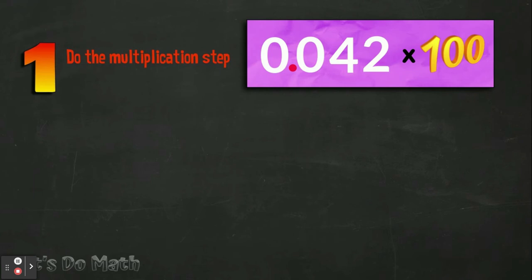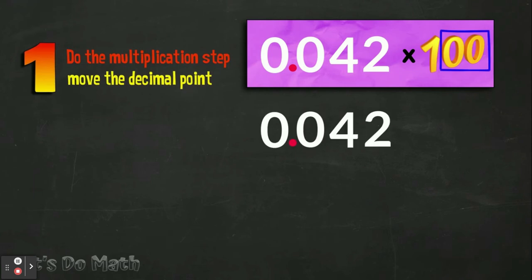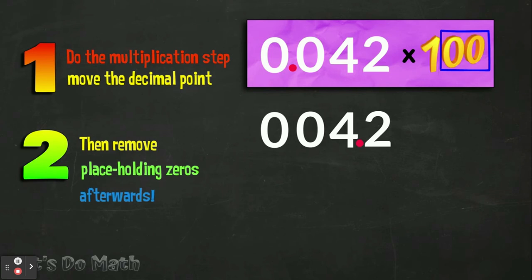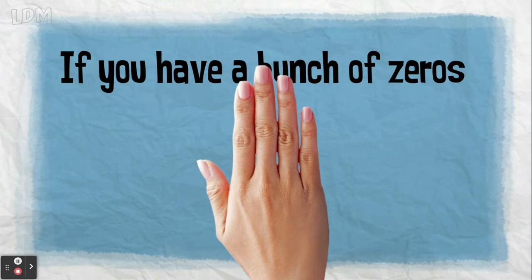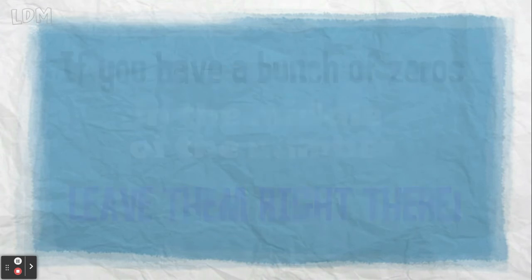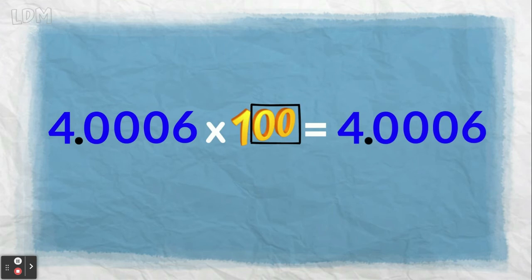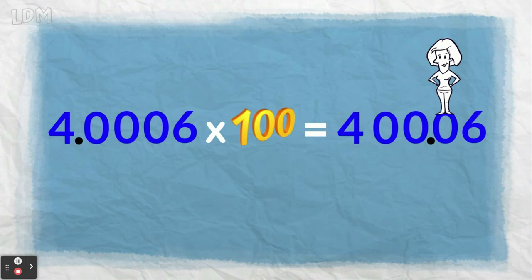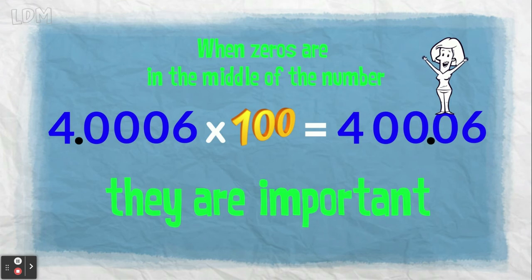First you do the multiplication step and move the decimal point. Then remove the place-holding zeros afterwards. And if you happen to have a bunch of zeros in the middle of the number, leave them right there. In this one, move the decimal point 1, 2 places, and we get 400.06 as our answer. When zeros are in the middle of the number, they are important.